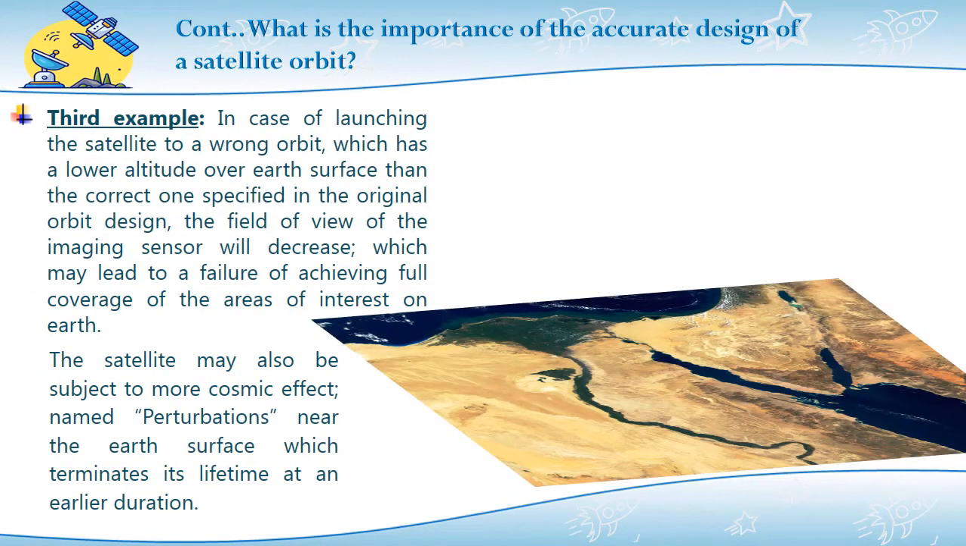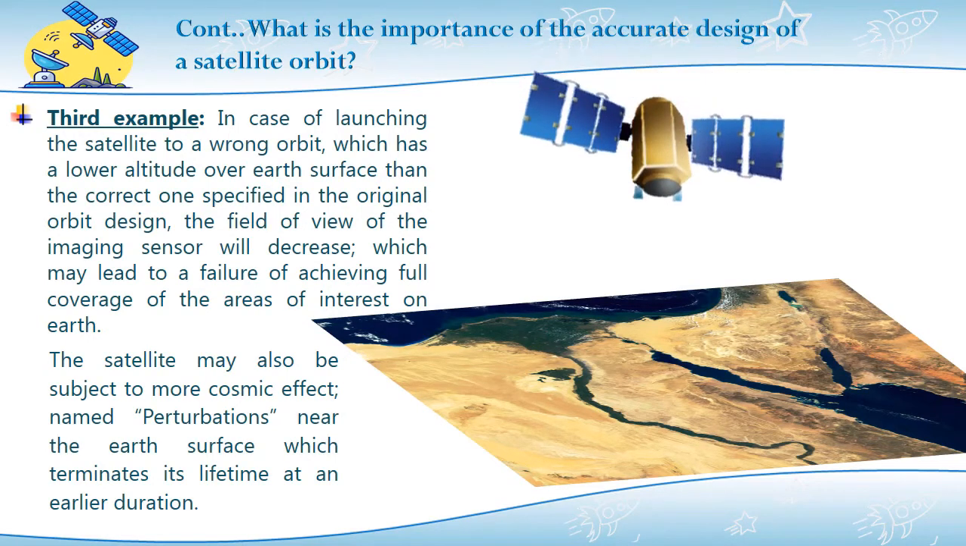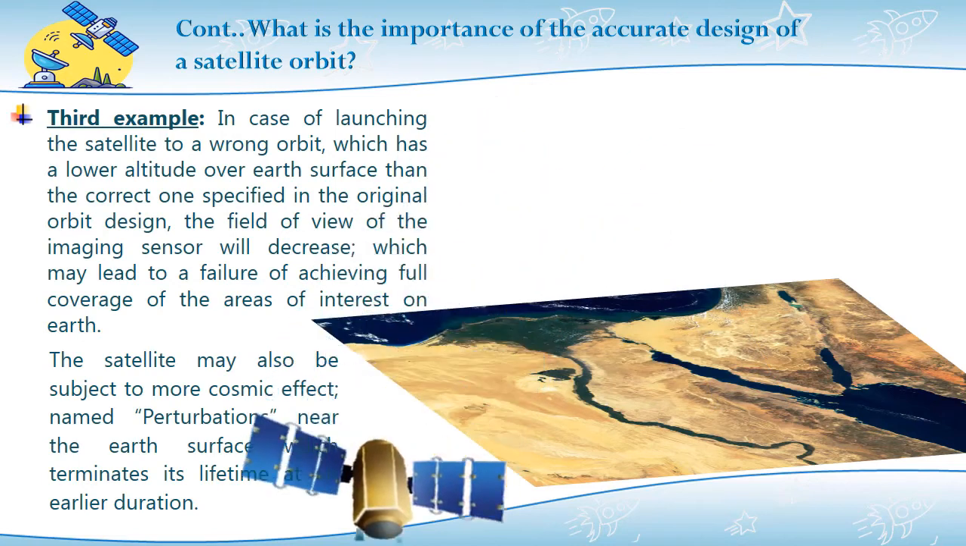Third example. In case of launching the satellite to a wrong orbit, which has a lower altitude over Earth's surface than the correct one specified in the original orbit design, the field of view of the imaging sensor will decrease, which may lead to a failure of achieving full coverage of the areas of interest on Earth. The satellite may also be subject to more cosmic effect named perturbations near the Earth's surface which terminate its lifetime at an earlier duration.